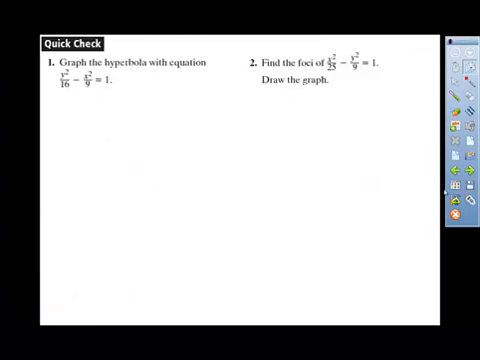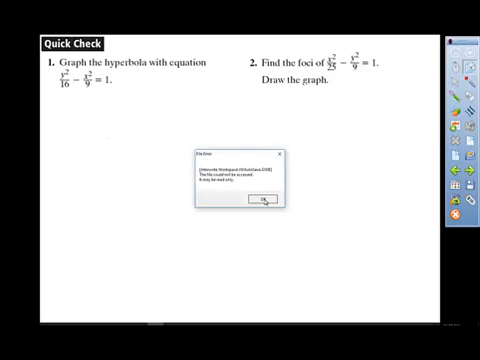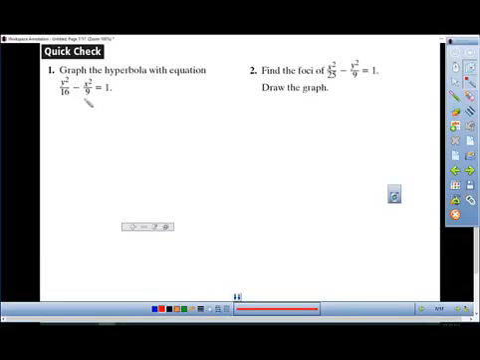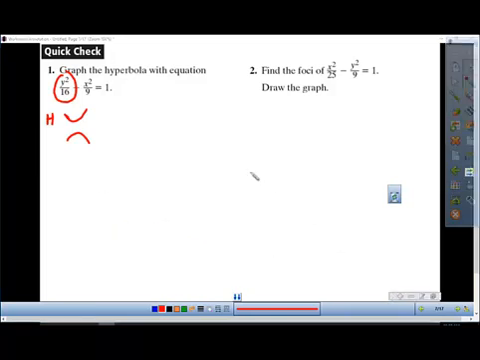Why don't we try one where the y is positive? So let's look at this. We know that the y is positive. We know it's a hyperbola already, and it's going to be growing in the y direction, going like this and like this. Let's see if we can come up with a couple things. Number one, where's the center going to be?